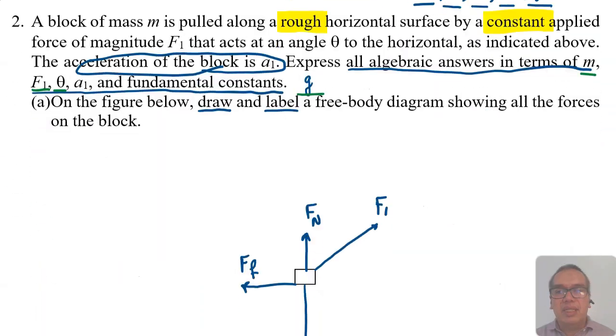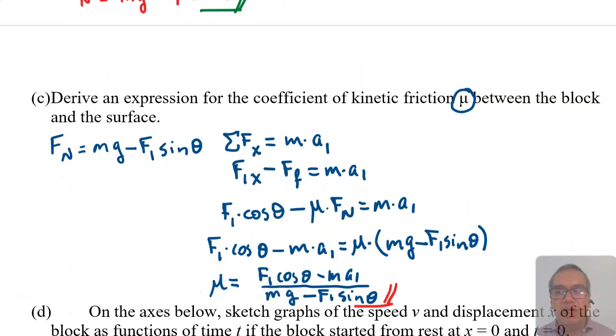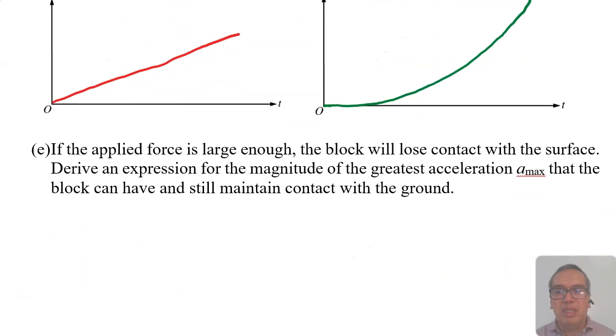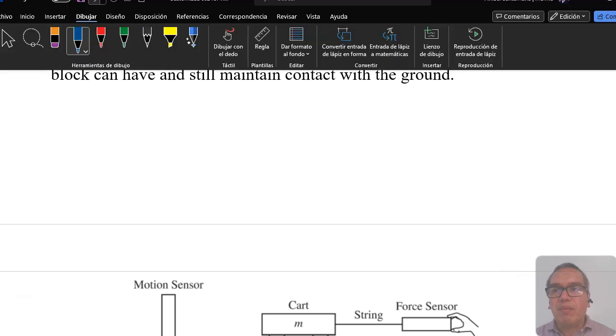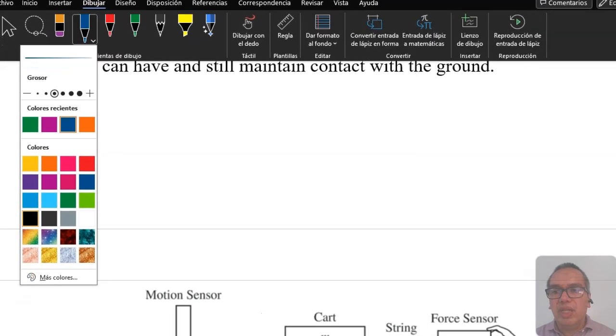And that is what's behind the logic of question in part E. If the applied force is large enough, the block will lose contact with the surface. Derive an expression for the magnitude of the greatest acceleration A max that the block can have and still maintain contact with the ground. Well, the idea goes like this.